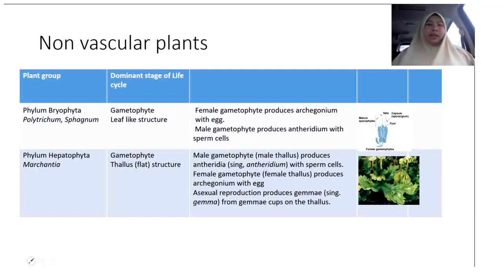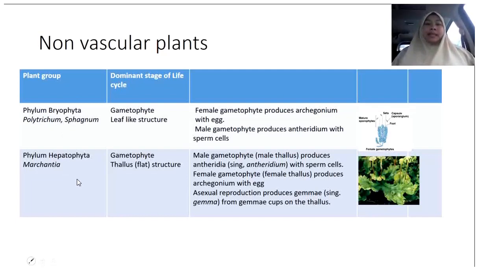So we are going to start with the non-vascular plant first. Remember, non-vascular plants are those plants in the kingdom of Plantae that do not have xylem or phloem. They do not have vascular tissue. They do not produce seed, and they produce only spores. There are two different phylums here, as you can see: the phylum Bryophyta and the phylum Hepatophyta.